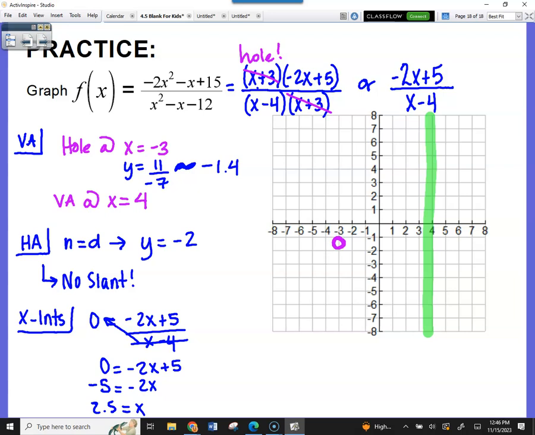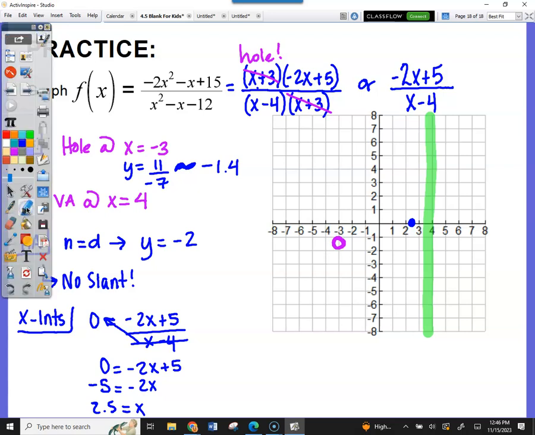Once you get it in factored form, especially if there is a hole, always now focus your attention on that cleaned up function. Don't go back to the original. So there's an x-intercept at 2.5. I now have my horizontal asymptote plotted, y equals negative 2.